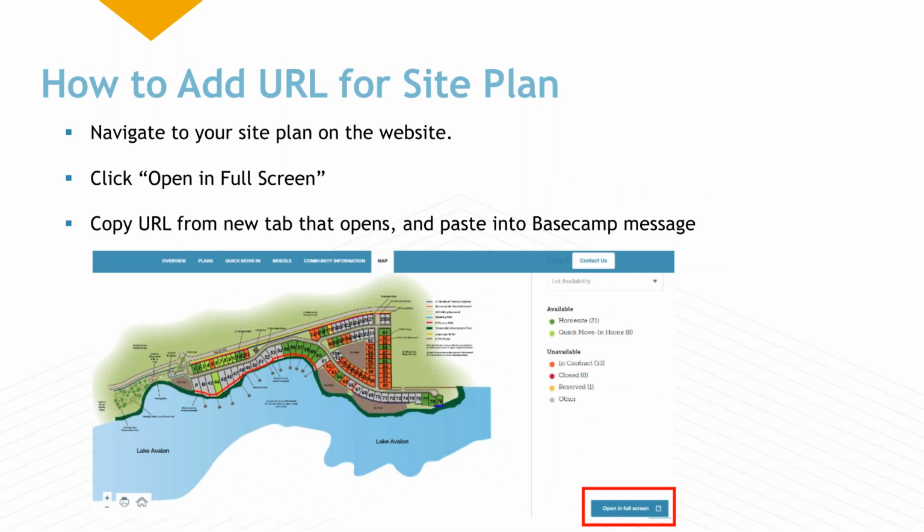We've had some questions about how to get your sitemap into BDX, so I just wanted to provide some visuals for that. If you navigate to your site plan on the website, in the bottom right corner, there's the open and full screen view. If you click that and then you copy the URL from that new tab that opens, you'll paste that into Basecamp, and that will provide them with the appropriate link that they need.